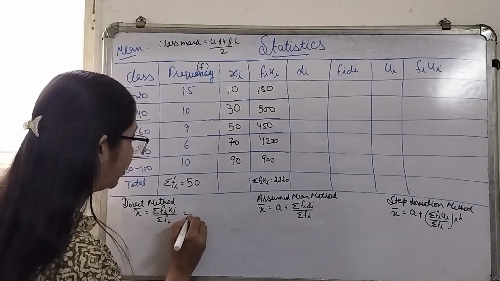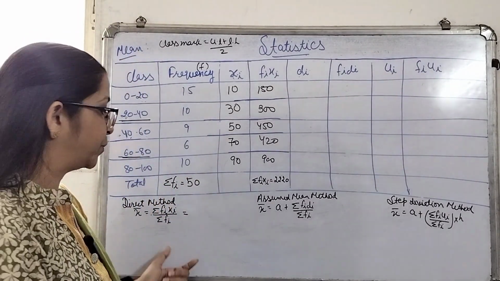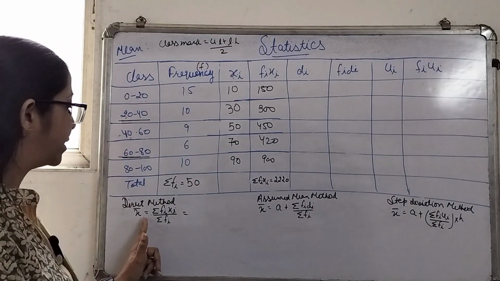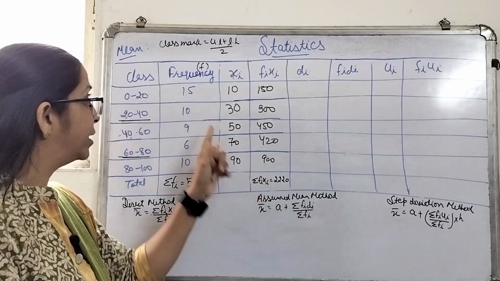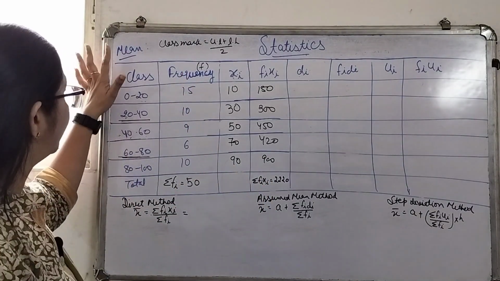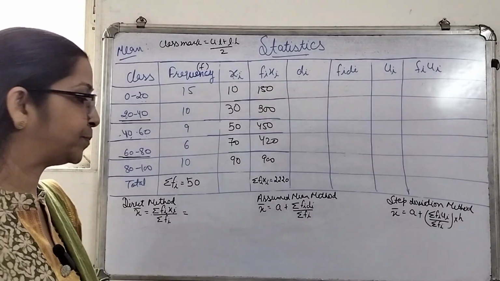So the value of mean will be, this is your direct method. The formula for finding mean by direct method is x bar equals summation of fi xi divided by summation of fi. This is how we can find the value of mean by direct method.